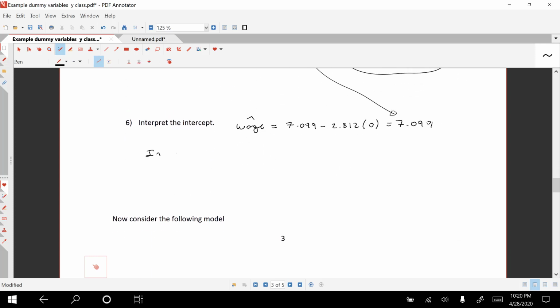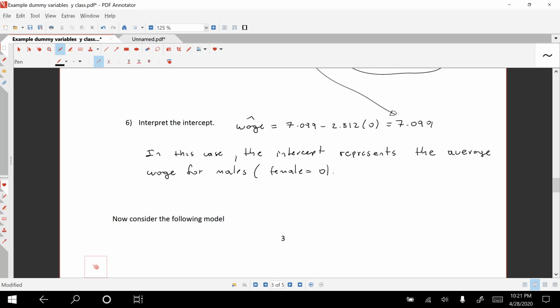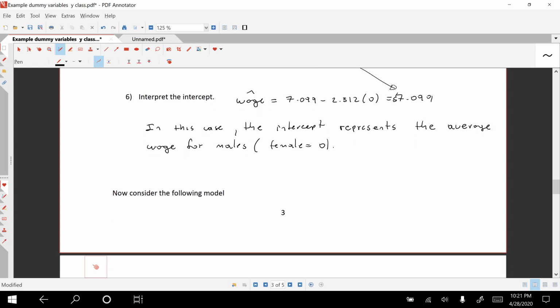So in this case, the intercept represents the average wage for males, because remember, that is when female is equal to 0. Okay, so that has a very intuitive interpretation in this context.